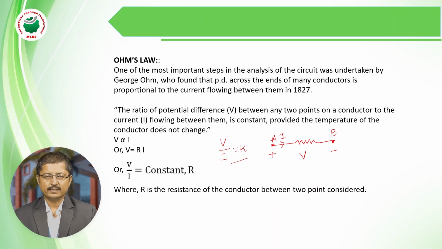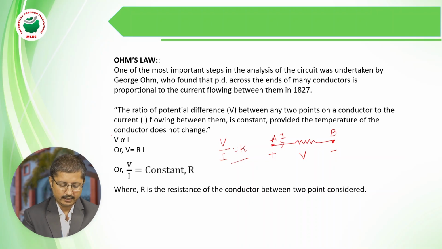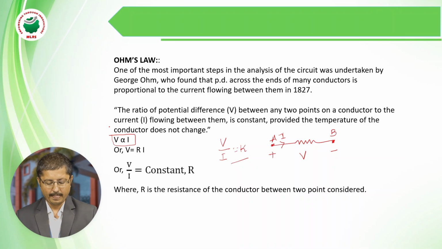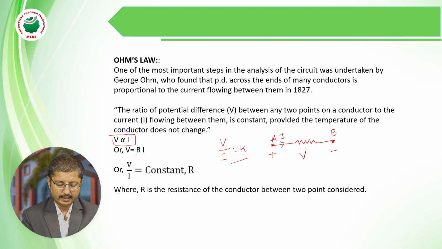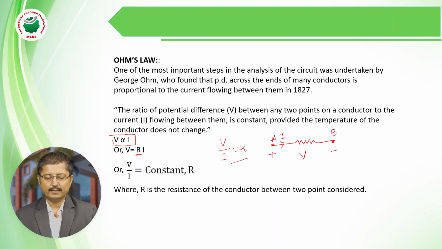So keeping the temperature constant, the applied voltage is directly proportional to the current. This is the statement of Ohm's law. If you remove the proportionality constant, then we will get R, where R is nothing but the resistance of the conductor between the 2 points we have considered. Anyway, we will see the concept of resistance in different types of elements. So that is the definition of Ohm's law.